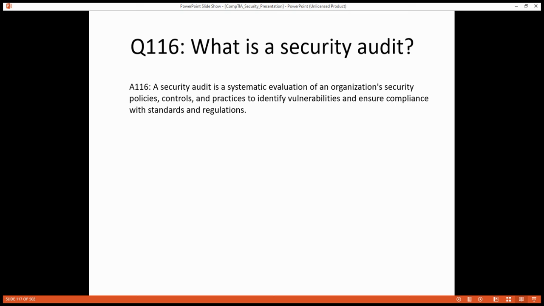Q116. What is a security audit? A116. A security audit is a systematic evaluation of an organization's security policies, controls, and practices to identify vulnerabilities and ensure compliance with standards and regulations.